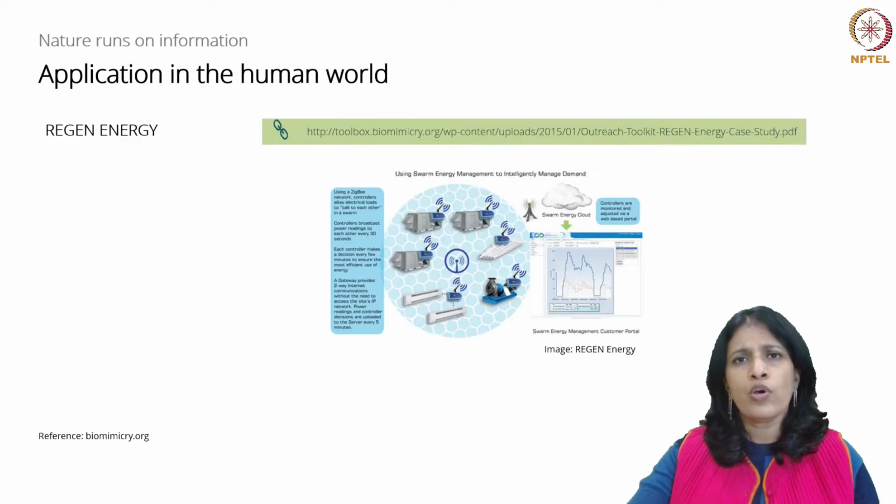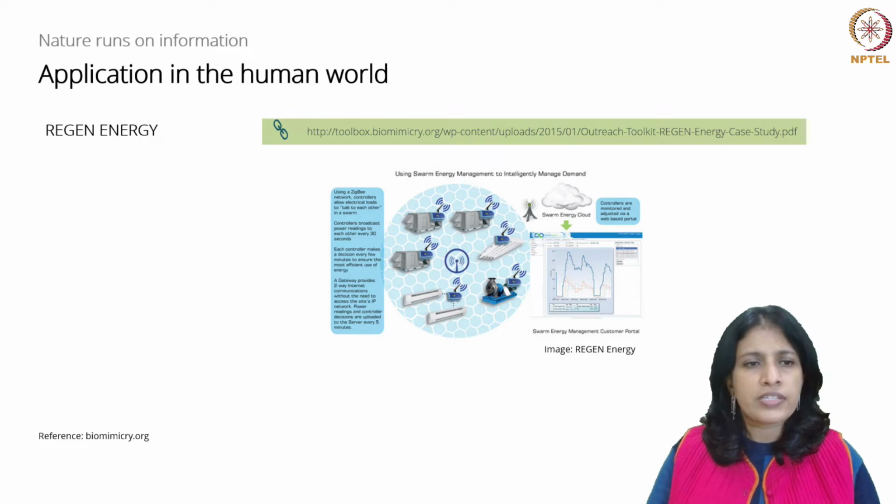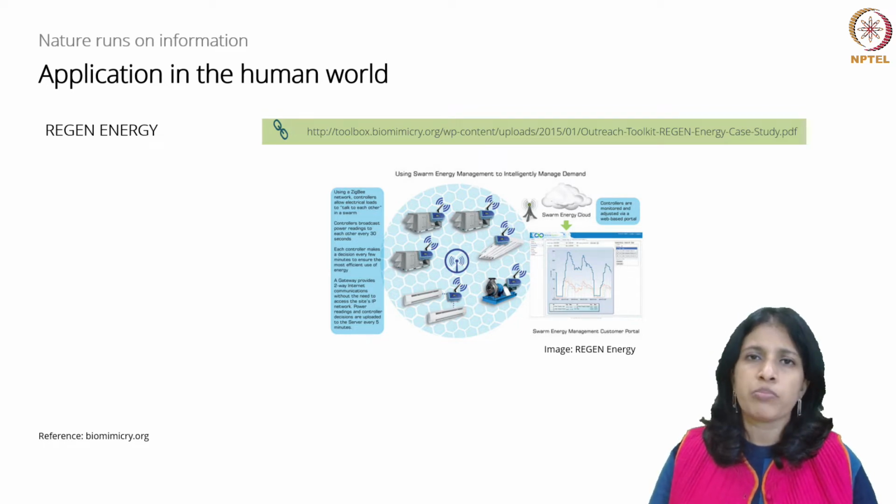An example from the human world is this system created by a company called Regen Energy. Now, there's a pretty comprehensive case study on what Regen Energy has done. They have used something called swarm energy management, based on what bees do, in order to create that system. But briefly, I'm going to tell you about it here.